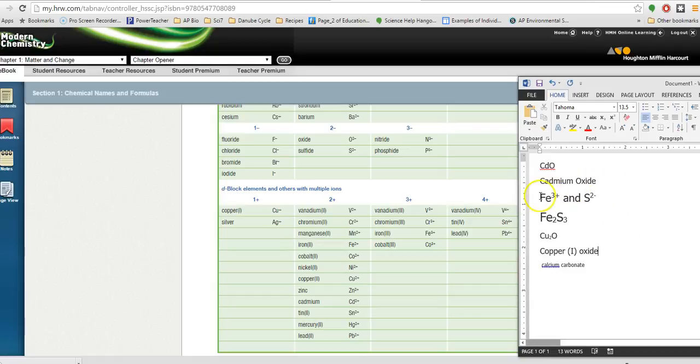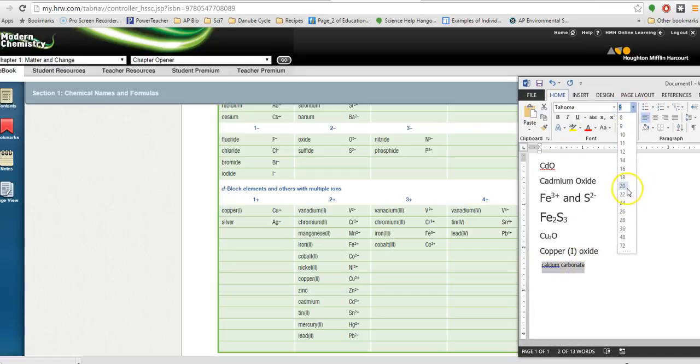Okay, now cadmium, we didn't put a Roman numeral in because cadmium only has 1. It's right here, but there is no other cadmium ion. But you'll notice tin is over here, it has a +4, and tin is over here, it has a +2. So you will have to look those up. All right, calcium carbonate. Oh, this is the other one I was going to do.